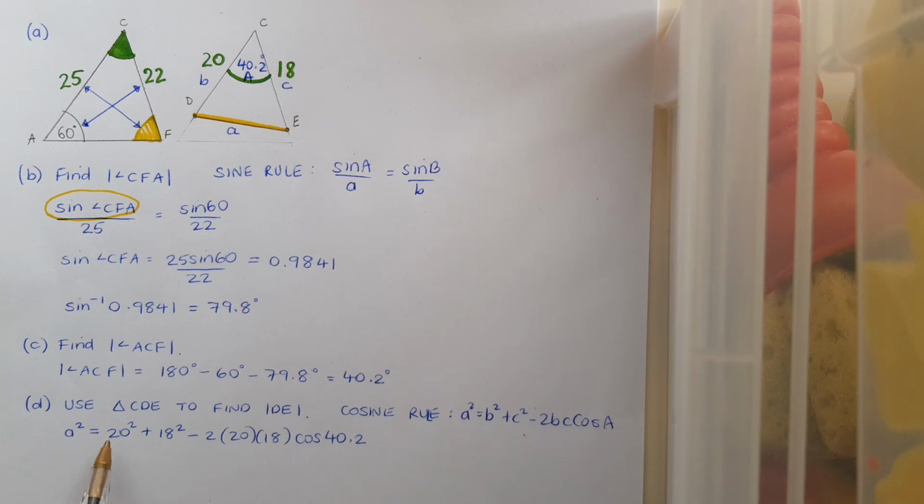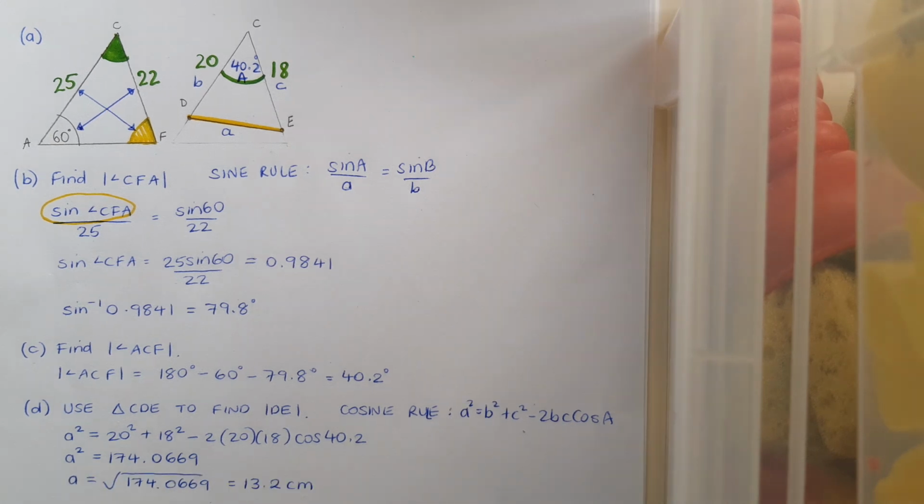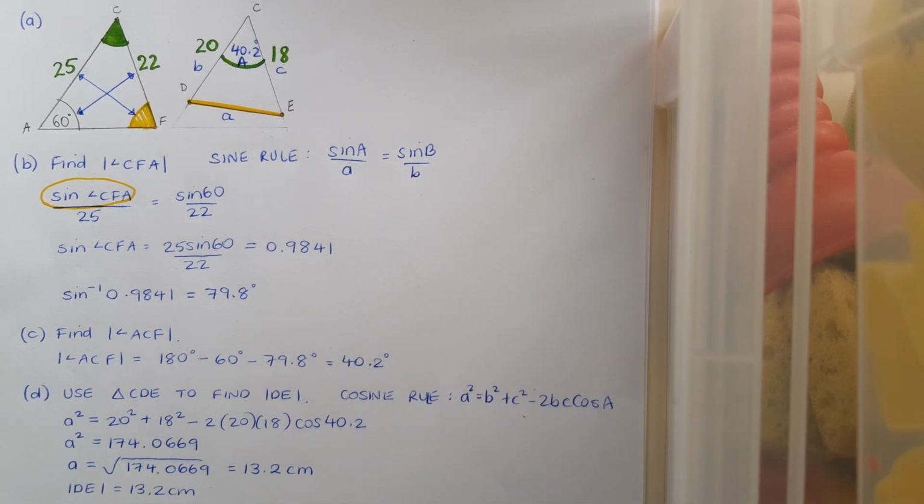And I can type this straight into my calculator to get a squared. And again, I'm keeping a good few decimal places there because I'm not quite at my final answer yet. And then finally, to find a, I just have to square root that value. When I square root, I get 13.2 centimetres. I've still got it called a here just to finish it off nice and tidily. I'll call it by the name they gave it in the question, which was DE. So DE equals 13.2 centimetres. Notice there how I rounded to one decimal place because they asked me to do so in the question.